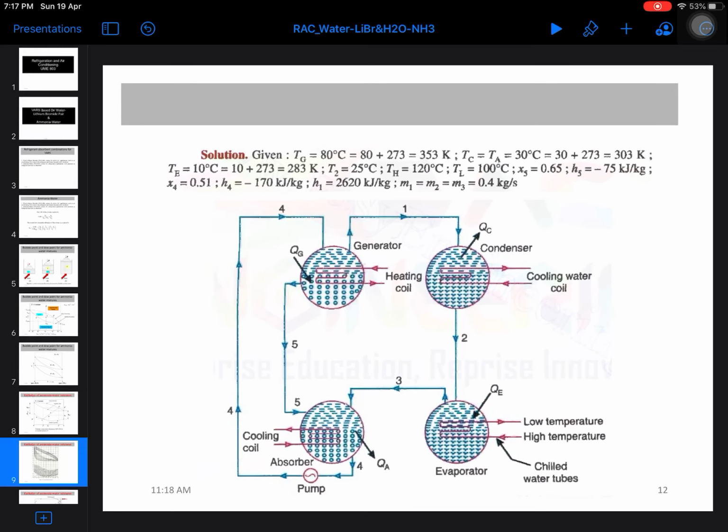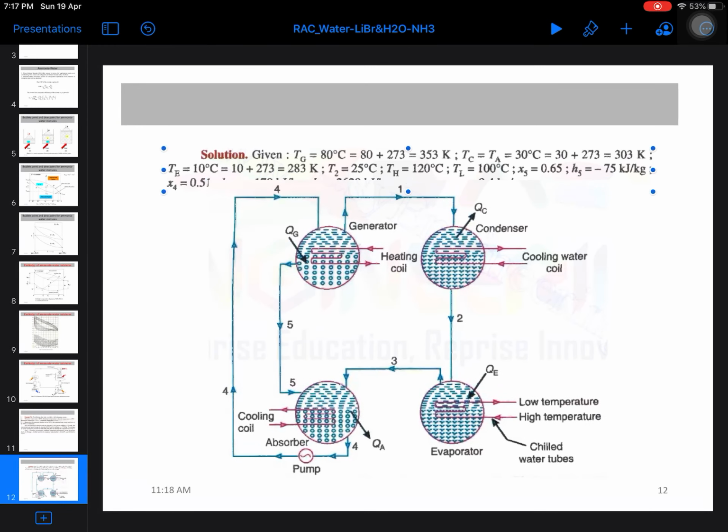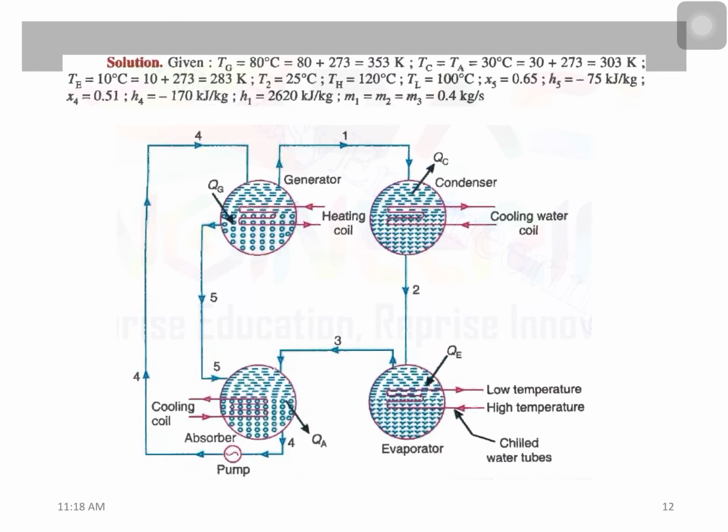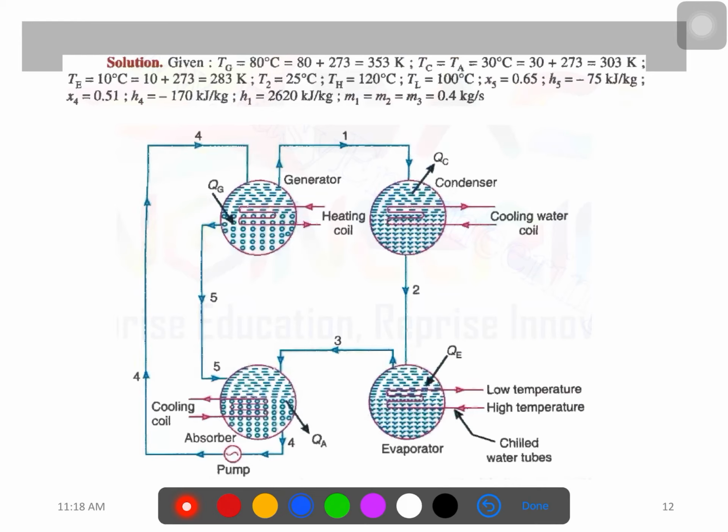So here you can see this is the schematic diagram. I'll pick this up a little bit. So this you can see. So here you can see this is the evaporator, this is the condenser, this is the generator, this is the absorber. So temperatures are given to you. Evaporator temperature is given to you 10 degree centigrade, condenser temperature 30 degree centigrade, generator temperature 80 degree centigrade, and absorber temperature 30 degree.